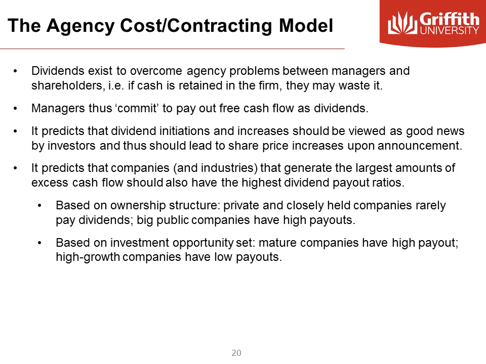Because of the agency relationship between managers and shareholders, the agency cost or the contracting model proposes that firms pay dividends in order to reduce agency problems. Instead of using cash flows for perquisites, making bad investment decisions, or hoarding excess cash, managers pay out this cash in the form of dividends, thus reducing the need for shareholders to monitor the managers.